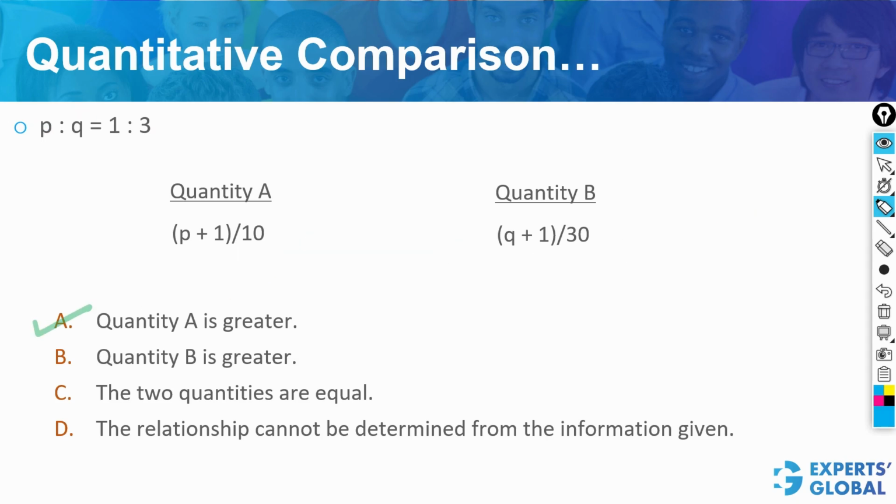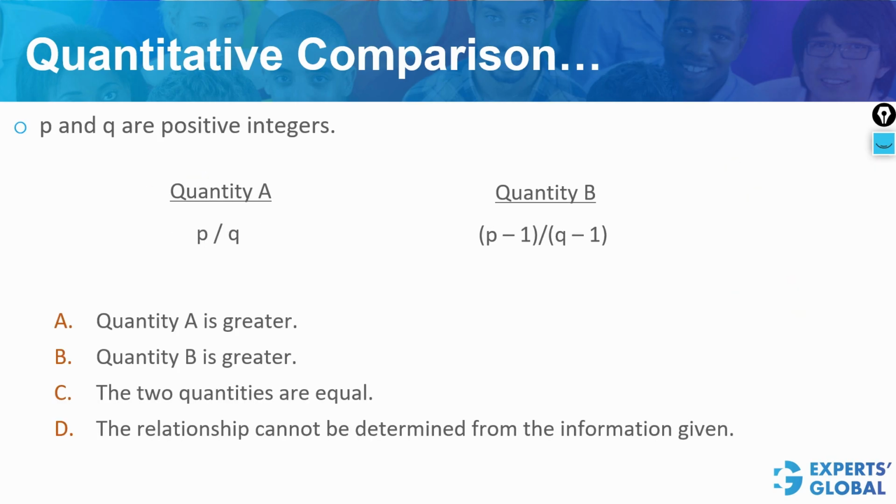In case you were not able to find this catch, a lengthier approach could have been to assume values of P and Q, a positive pair and a negative pair. And you will see that for this pair of values as well as for this pair of values, quantity A will turn out to be greater. A is the correct answer choice.